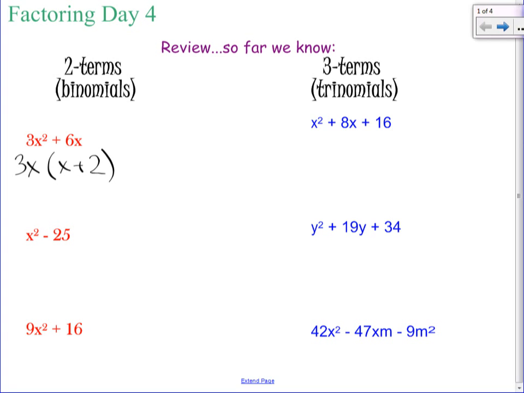Can we take anything out of this one? No. Okay, what do we do when there's two terms and you're subtracting them? You square root them. So that means it's what? X minus 5, x plus 5. Perfect.